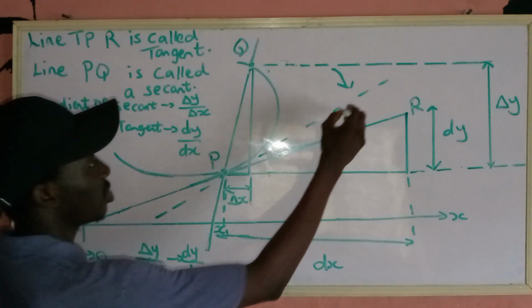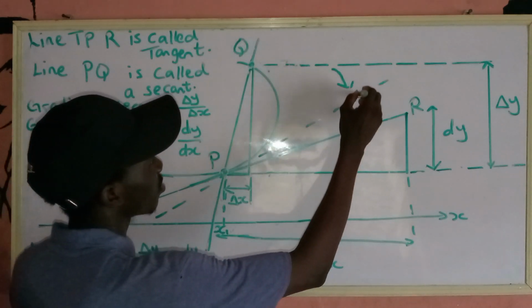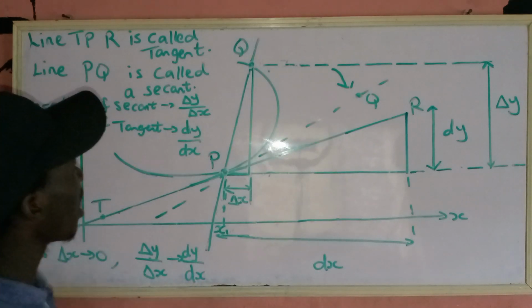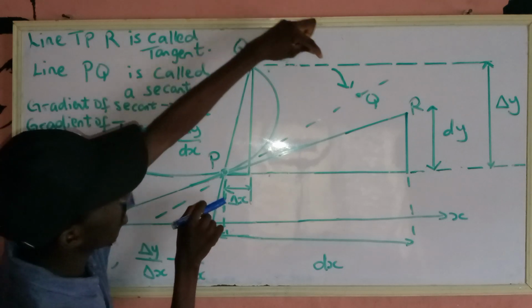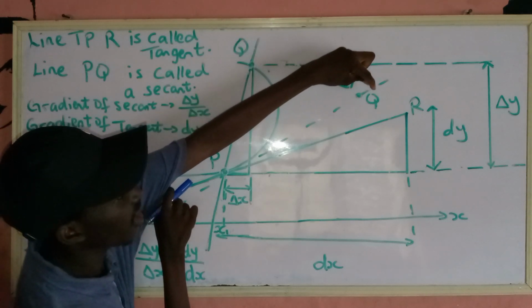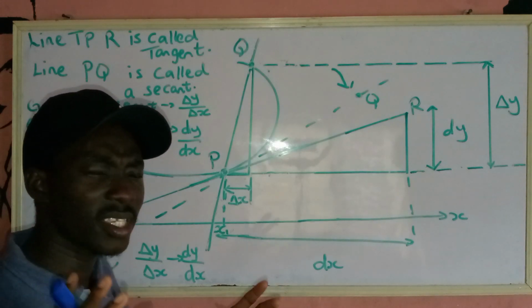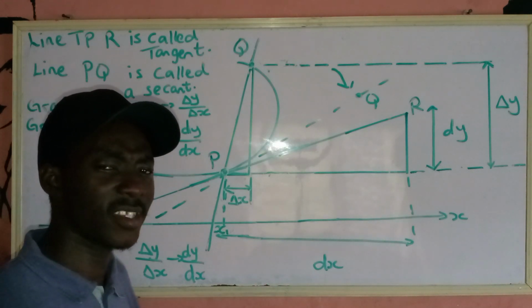This line PQ, let me call it point Q. You can see after turning this line, I reach here. Then from here, I'll reach this point. So that idea is the basic principle in differentiation.